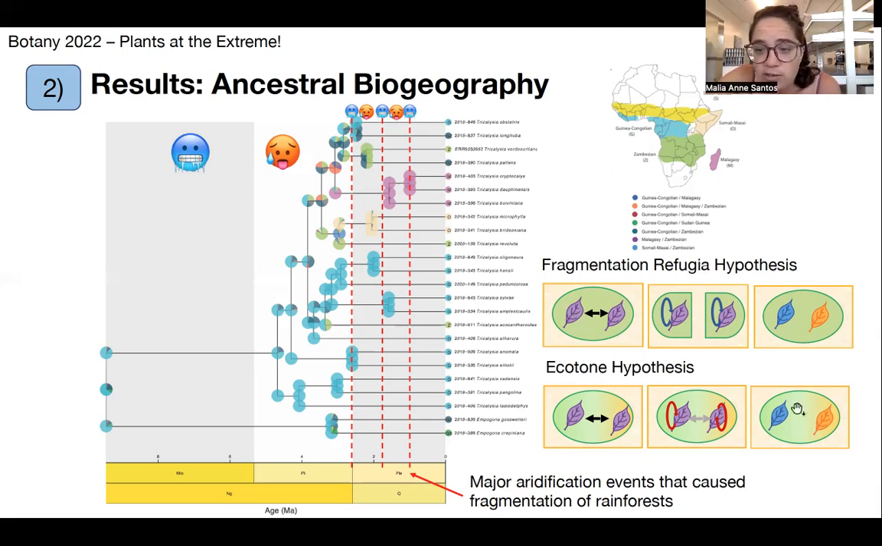In the ecotone hypothesis, we do see some transitions into the drier Zambesian East African region from the wetter West African Guinea-Congolian region. And so that is providing us some evidence that there was selection based on the habitats, and that also might be a cause of speciation.